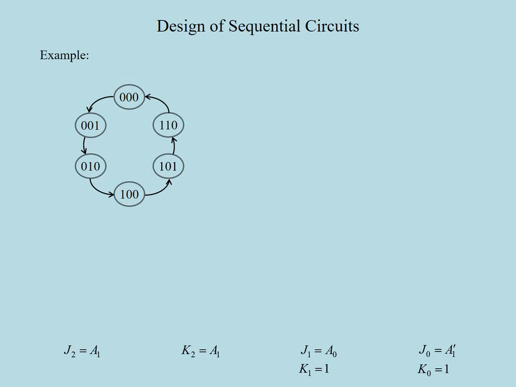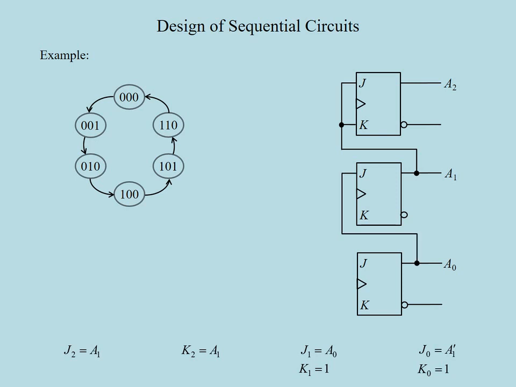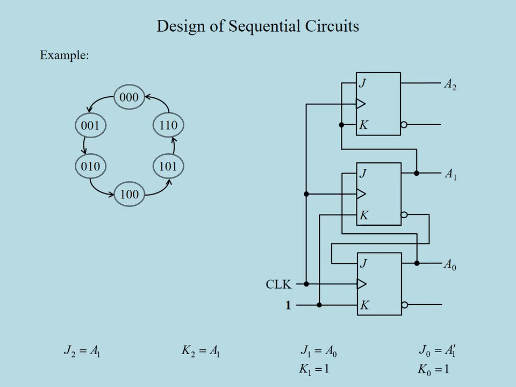Let's draw the circuit diagram. Here are 3 flip-flops of our counter. We connect both J and K inputs of the flip-flop A2 to A1. J1 is A0, whereas J0 is A1 prime. The K inputs of these 2 flip-flops are both connected to logic 1. Finally, we complete the circuit with the clock connections.